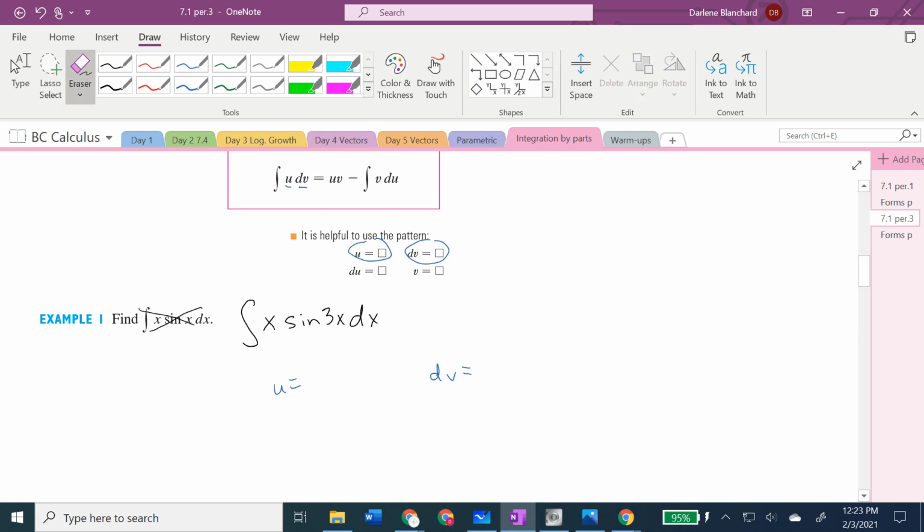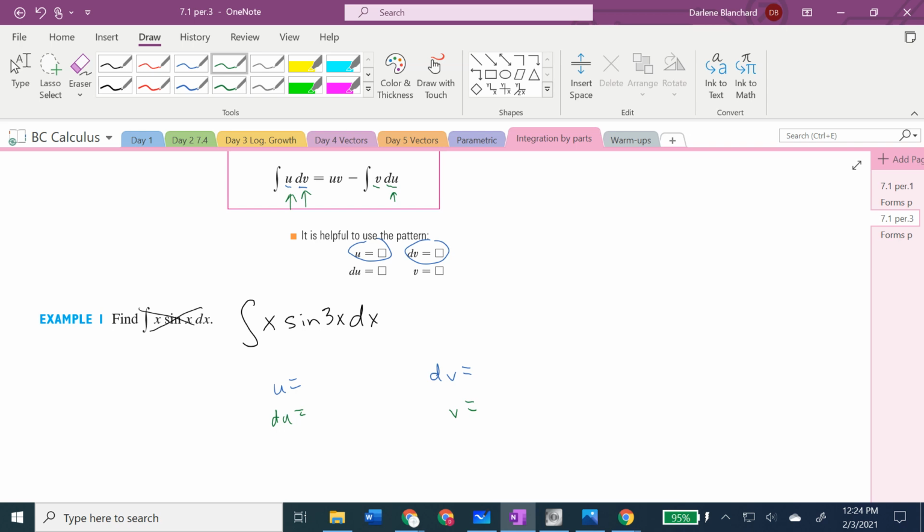When all things come into place, the function you actually end up integrating is going to be v times du. V is the result of integrating something within your beginning integral. Du is the result of differentiating the rest of what is in your initial integral.